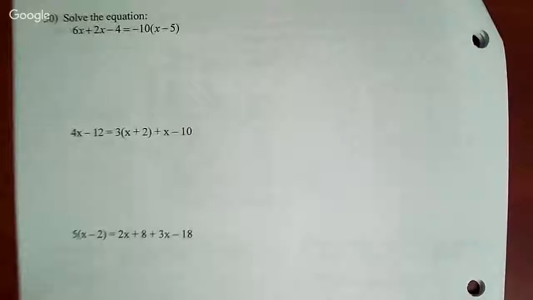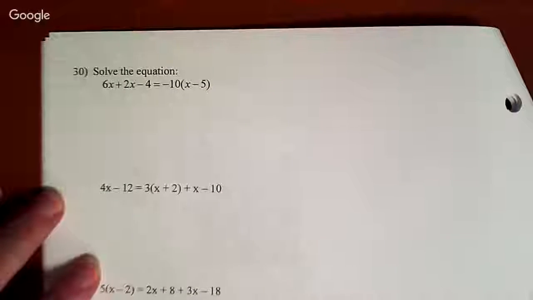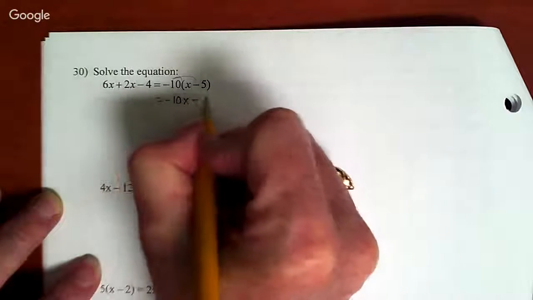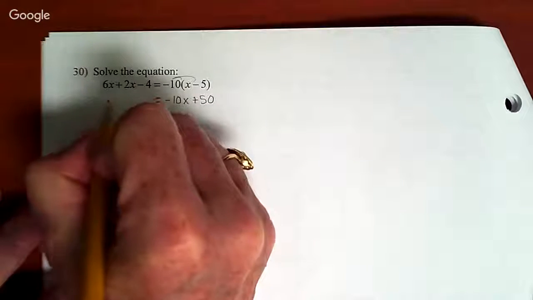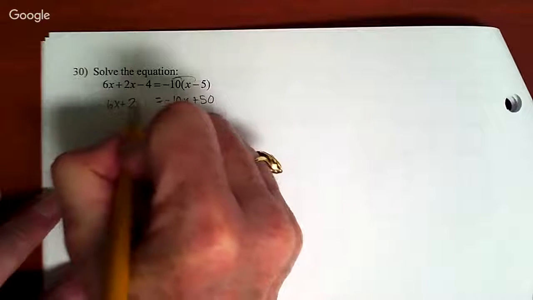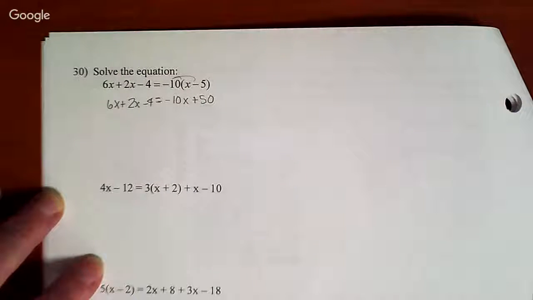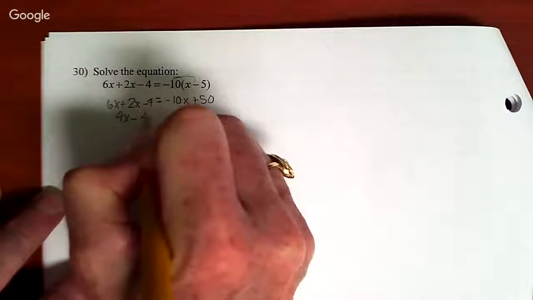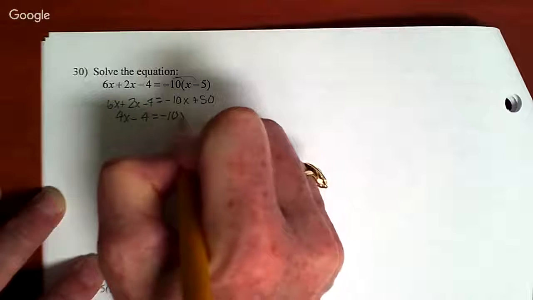So solve the equation. Okay, so for this one, when I use the distributive property, I get -10x plus 50. This is equal to 6x plus 2x minus 4. So now I can combine my like terms. So I have 4x minus 4 equals -10x plus 50.